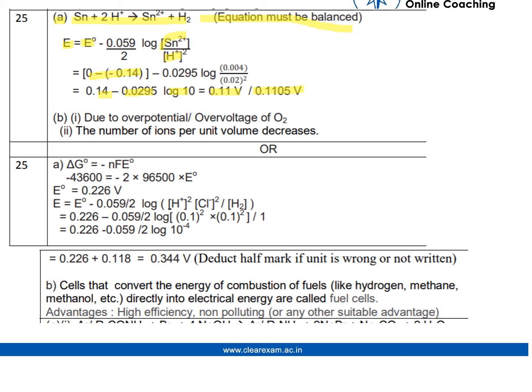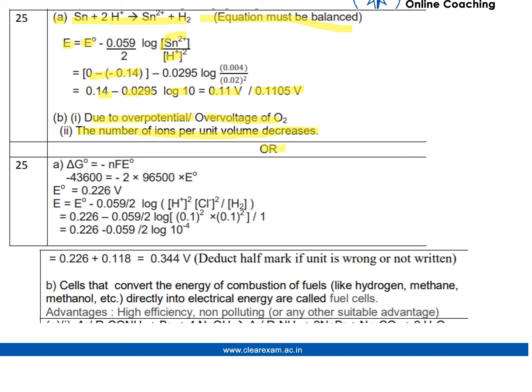Now the B part, which said that O2 gas should be liberated at the anode, but it is Cl2 gas on the electrolysis of aqueous NaCl. The reason is due to the overpotential or overvoltage of O2. And the second part was, conductivity of CH3COOH decreases on dilution. Its reason is that the number of ions per unit volume decreases.